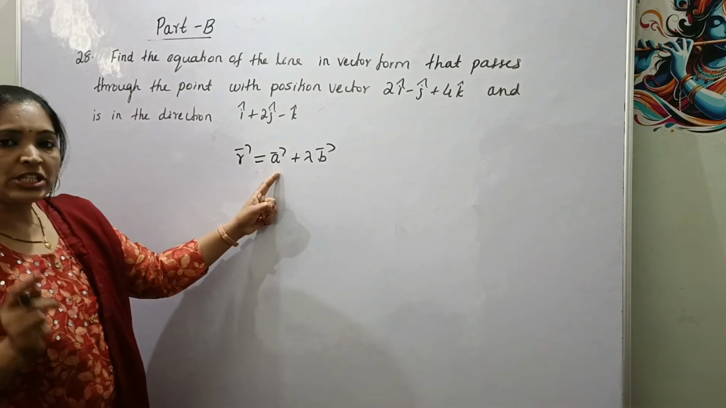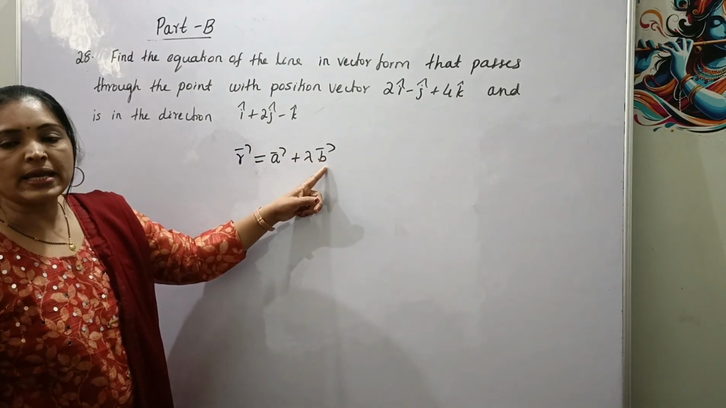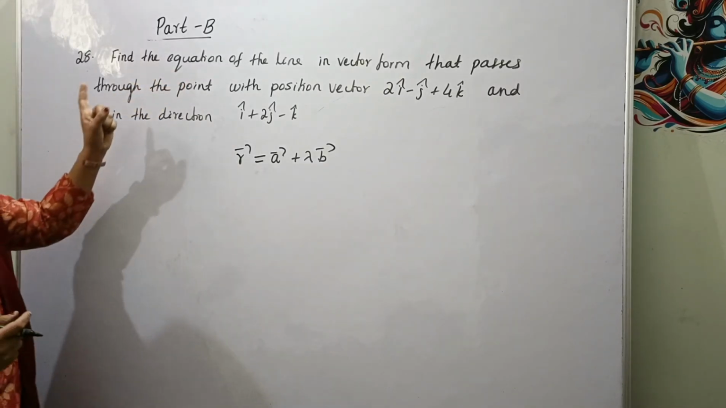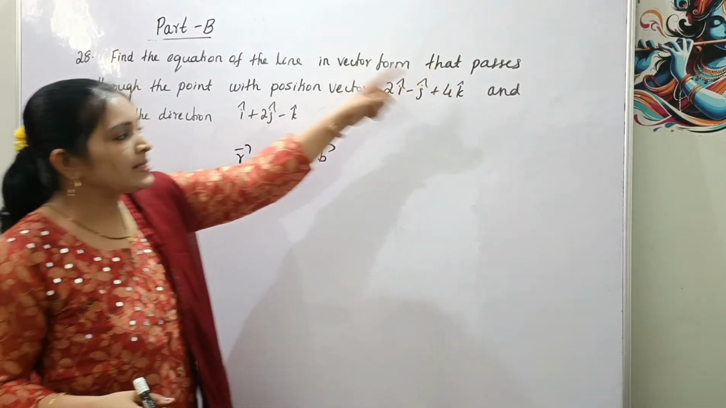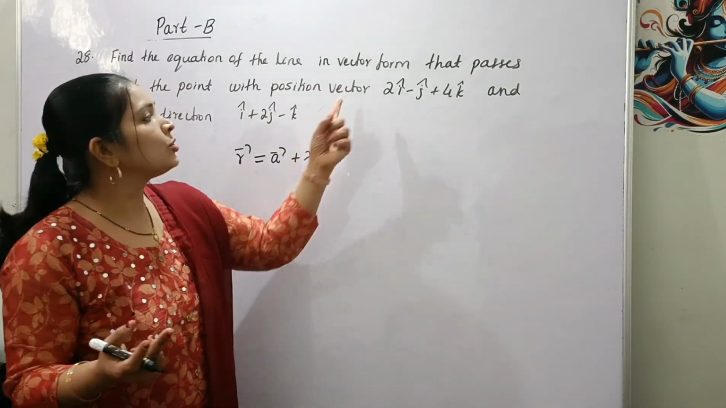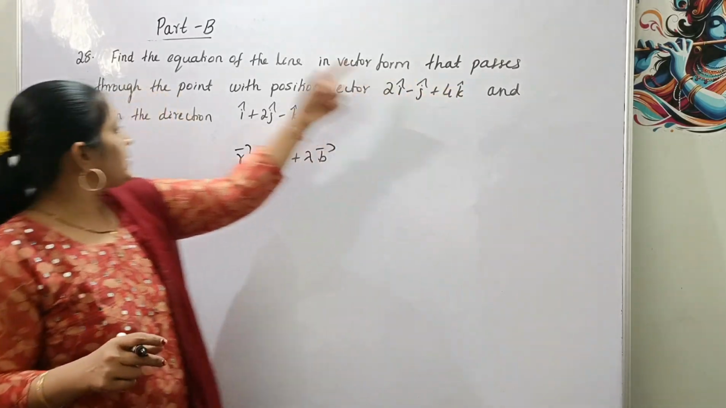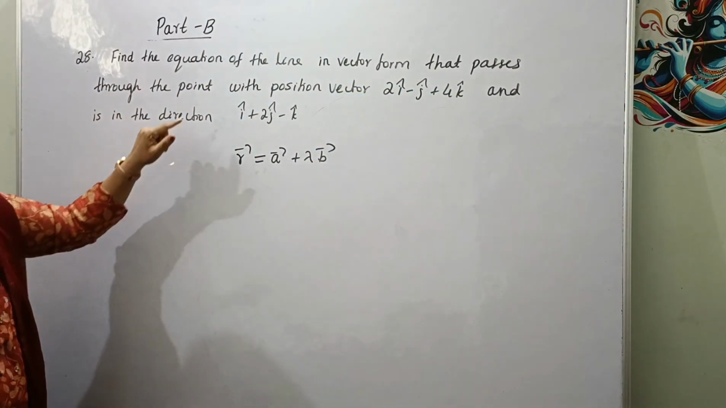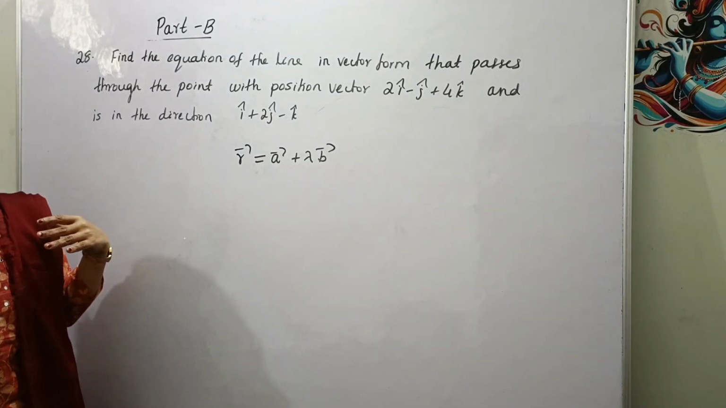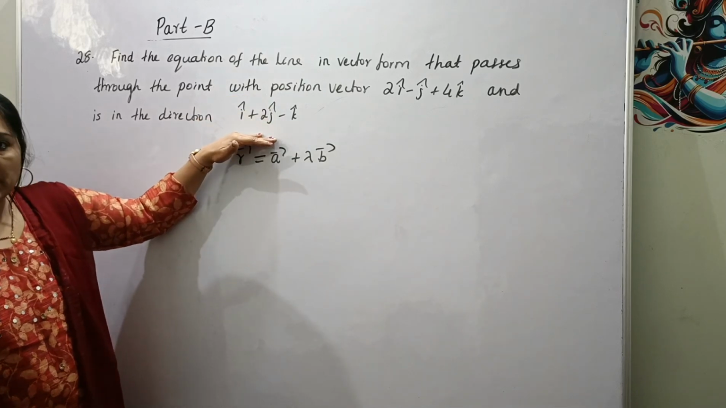Here, what is vector a? It is the position vector, and vector b is the parallel vector. Read this question carefully. It is given that the line passes through the point with the position vector. So what is the point? (2, -1, 4). Here the position vector is given, and it is in the direction i plus 2j minus k. That is, it is in the same direction, which means the parallel vector. So here the position vector and the parallel vector are given.